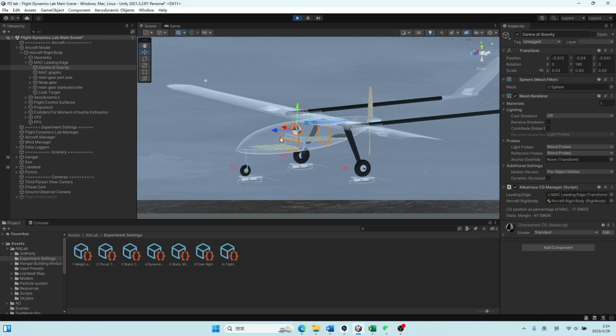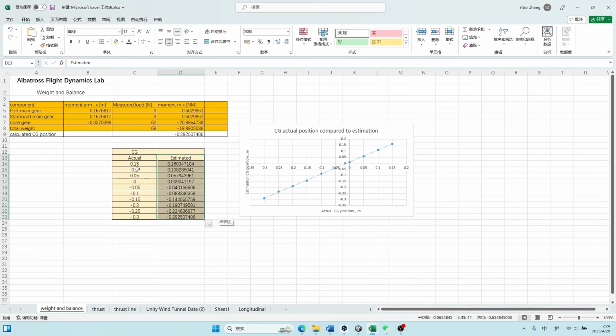I have run this model. We can see there are three weighing scales in here. If I change the location, they are also changing in here. So let's record this data to Excel. Now using this data, we can calculate the CG position in here. This is the estimated CG position.